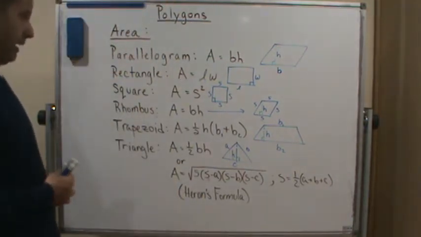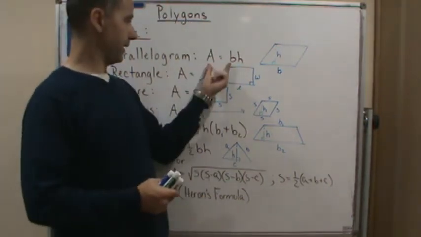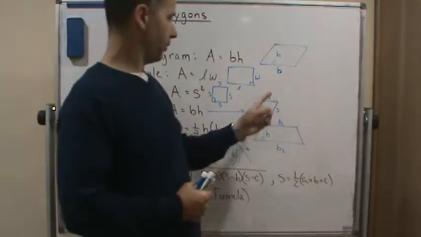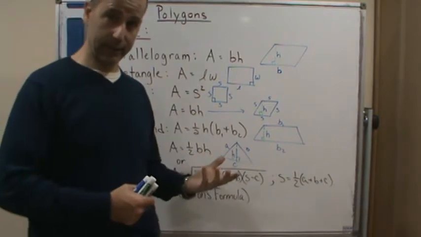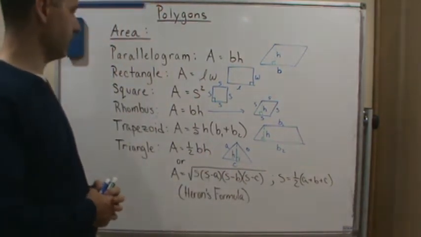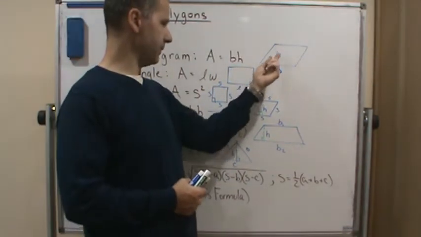Now, for a parallelogram, it's just base times height, right? So it's the length of the base times the height. Again, you have to be given the height in order to calculate this, but the parallelogram is base times height.